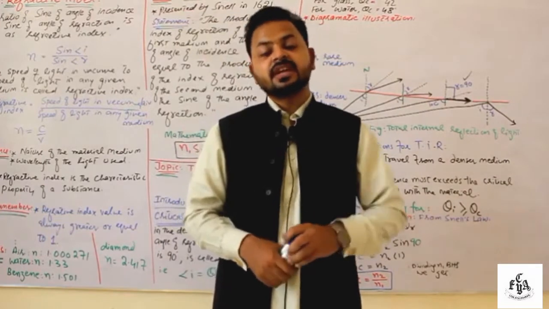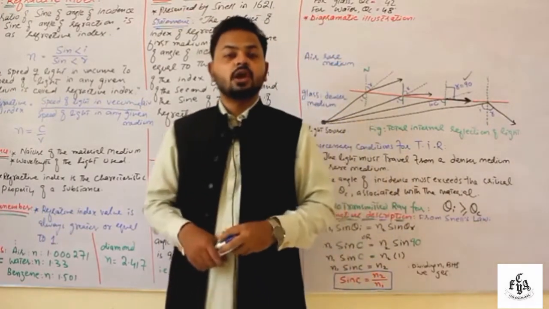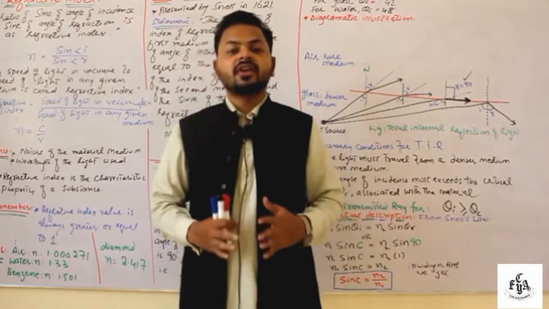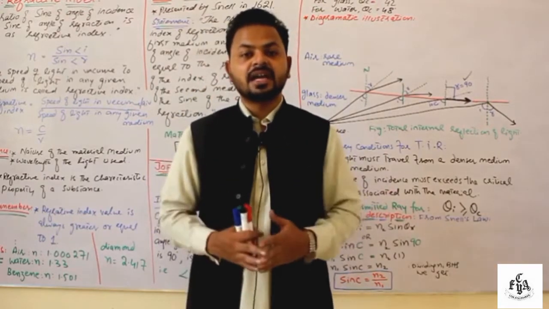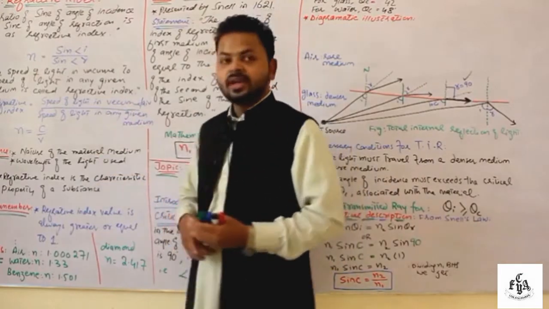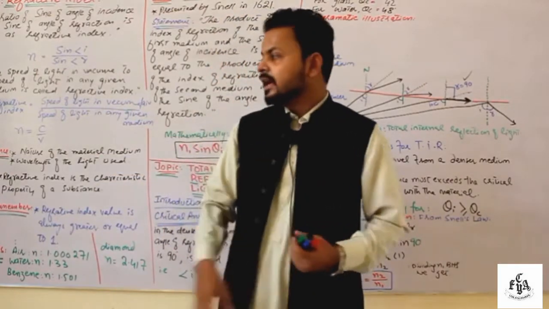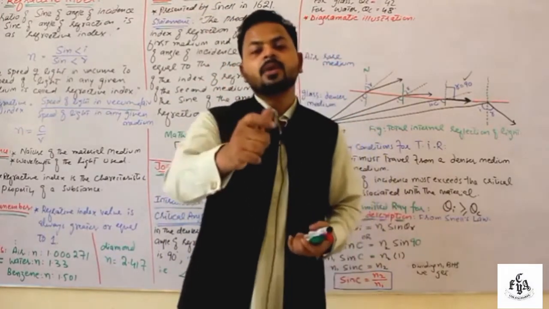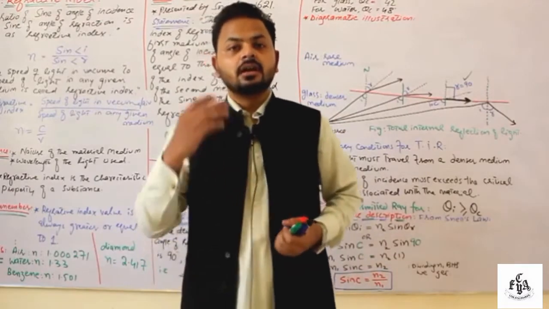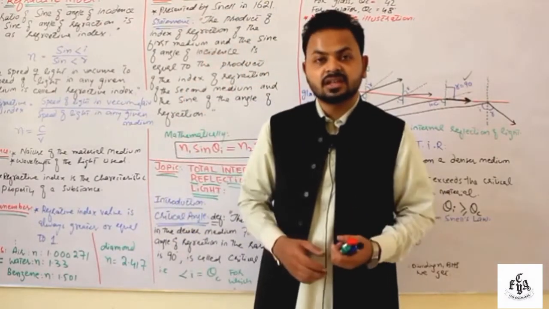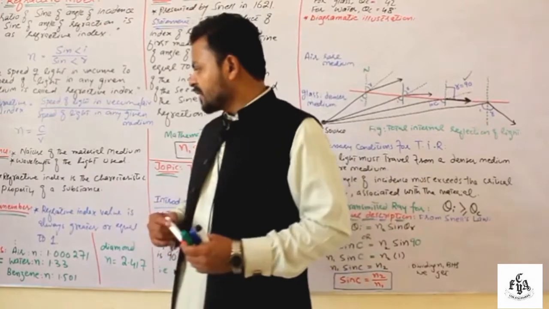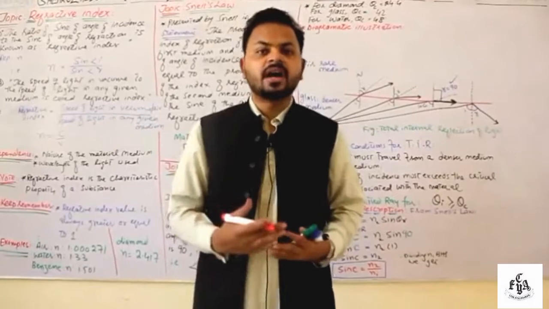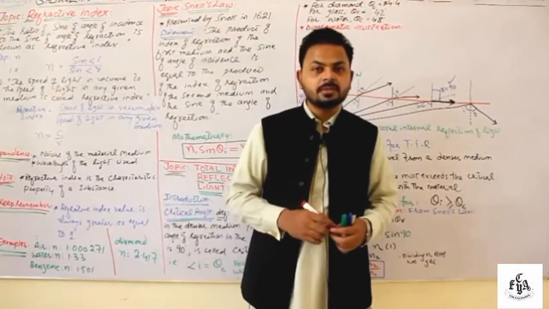And secondly, the second definition was the ratio of the speed of light in air or vacuum to the speed of light in any medium. So we can say that n is equal to c by v. And do remember one thing, that refractive index depends upon the nature of the material medium also. Refractive index will always be greater than or equal to 1. It has no unit. Why? Because it is a ratio between two similar quantities.